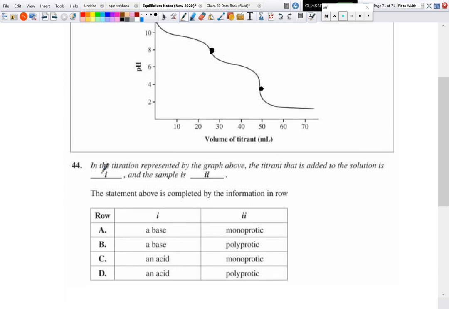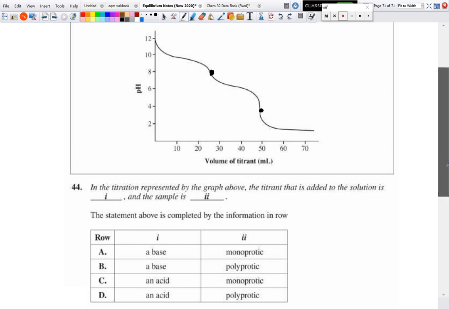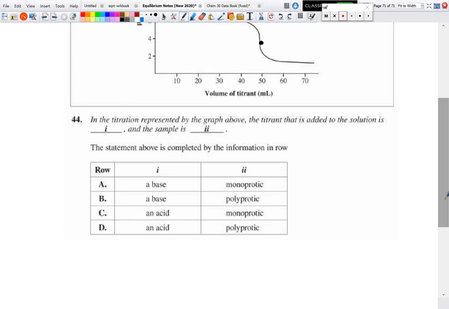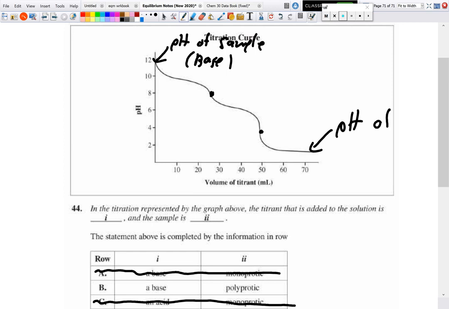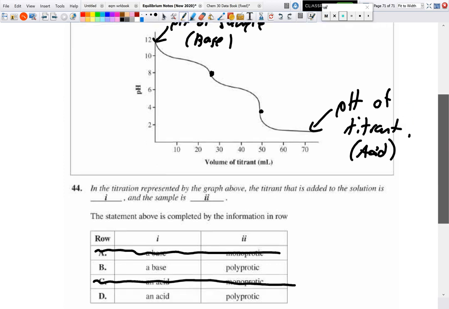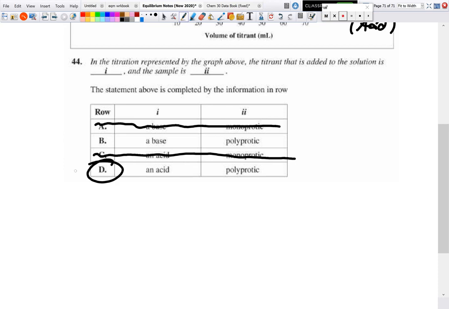And when we're answering the question, in the titration represented by the graph above, the titrant that is added to the solution is blank, and the sample is blank. Now, the fact that I just pointed out 2 endpoints, we know it's polyprotic, so we can not worry about A, not worry about C. So our answer is either B or D. Now, when we look at it, remember this is the pH of our sample, and our sample is a base. This is the pH of our titrant. And when we looked at here, pH is below 7, so we can tell it is an acid. So that means our answer is D.